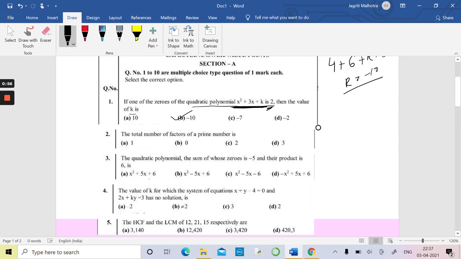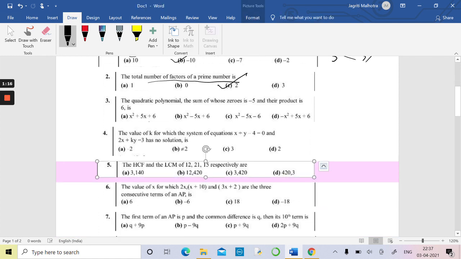Now the next question, the total number of factors of a prime number is. If it is a prime number, suppose we take the prime number 3, it has factors 1 and the number itself, that is 3. So that means it has 2 factors. That means this is correct.